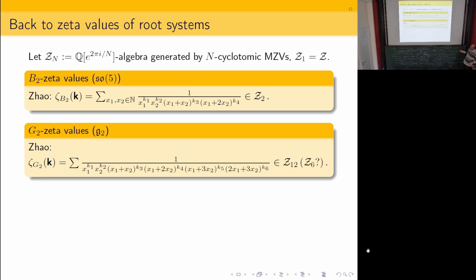And the G2 zeta value for the exceptional algebra G2 is this kind of sum. It was proven by Zhao that this should belong to Z12. But he also raised the question, is it in Z6? It wasn't clear to him. And as far as I know, it's an open question. Well, we can prove now it's Z6, but it was still an open question.